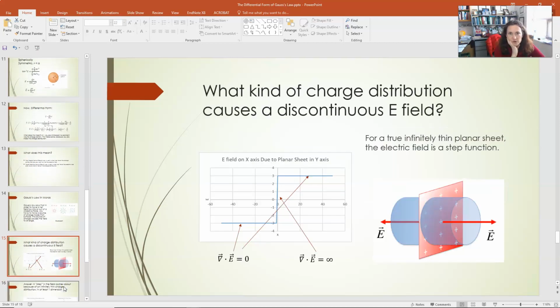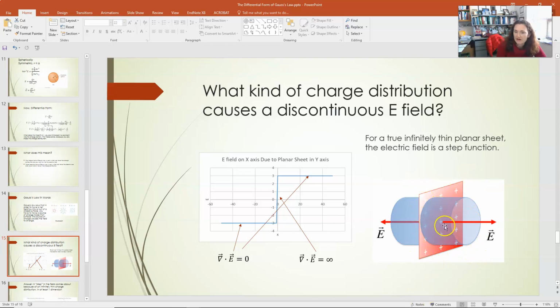Now, there's one other point that I'd like to make in this lecture, and that's what kind of charge distribution would cause a discontinuous E field, like a step function in your E field. Let me show you what I mean by that. I've got a step function in my E field here in blue. And this is the kind of thing, for example, that we solved for in a previous Gauss's law lecture when we had this infinite plane of charge.